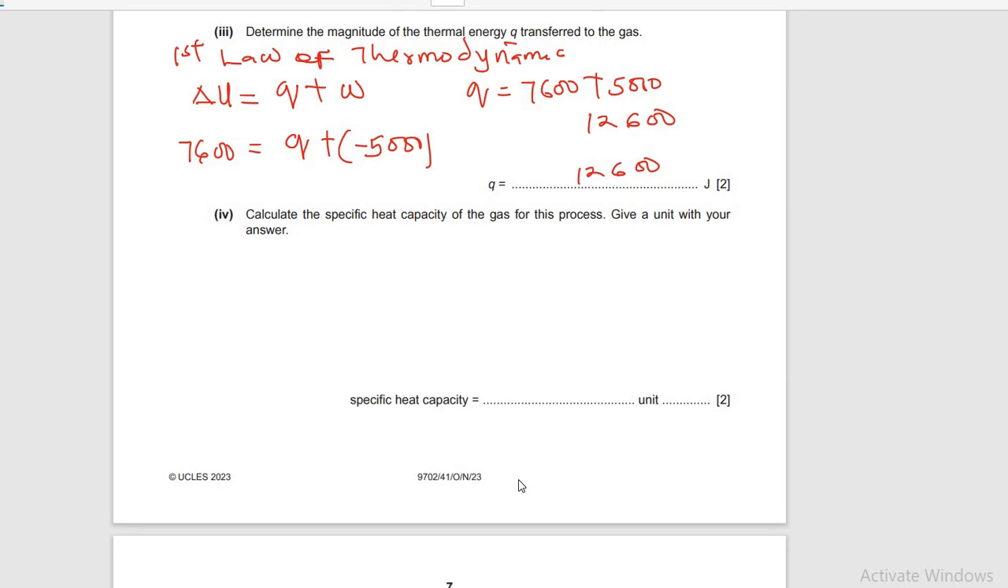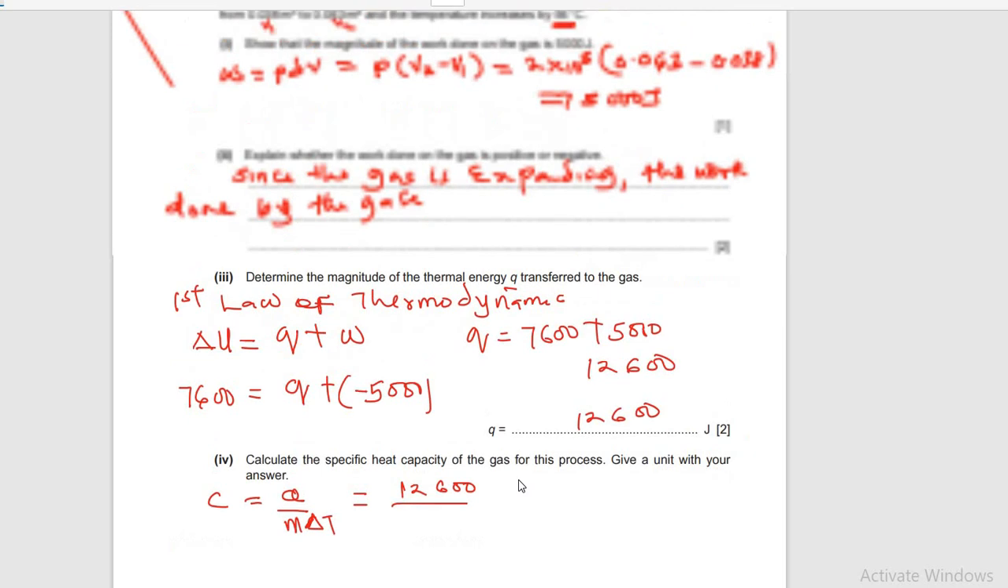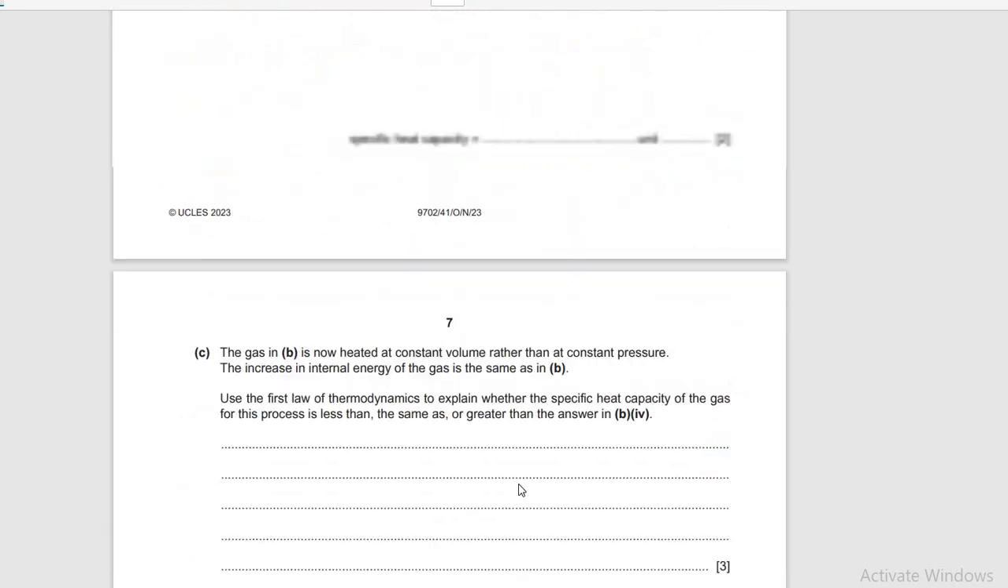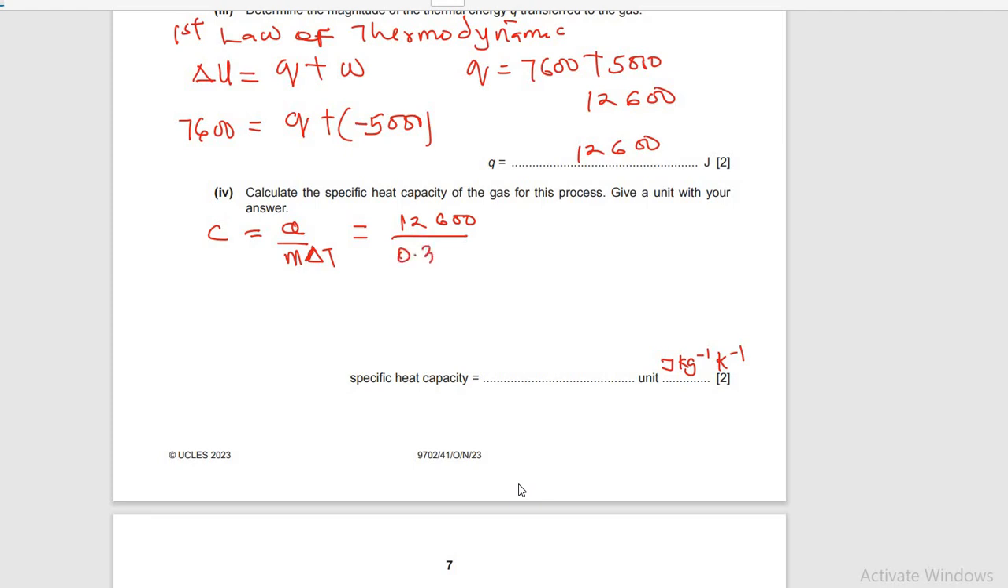Next one. Calculate the specific heat capacity of the gas for this process. Give the unit. I did that earlier. Unit for specific heat capacity, joule per kg per Kelvin. I gave you this formula earlier. It's equal to C equals Q over M change in temperature. The heat is 12,600. The mass of the gas, I think we were given earlier, 0.35. And change in temperature is 56 degrees Celsius. Remember that Kelvin does not affect change in temperature. So punch your calculator, 12,600 divided by the product of 0.35 times 56, then you get 640.